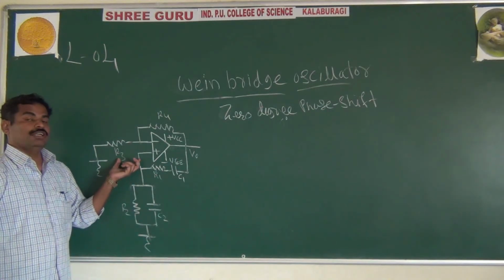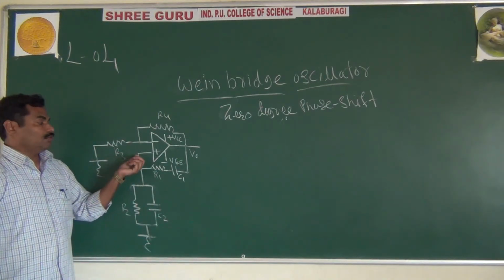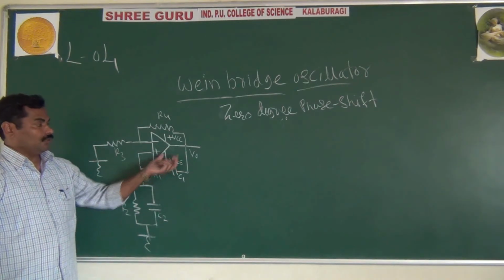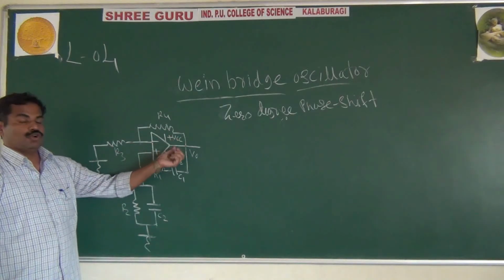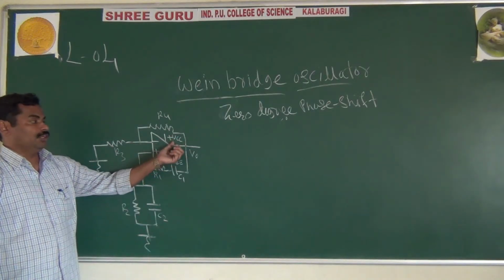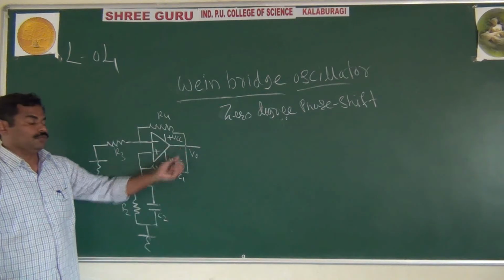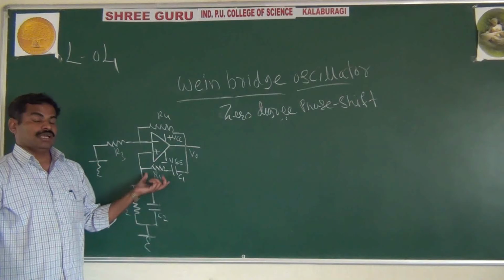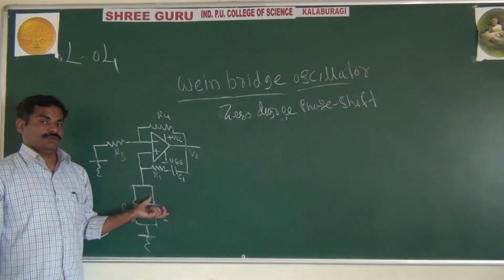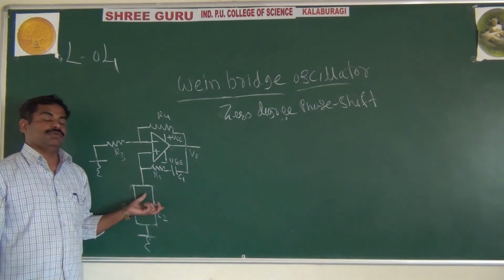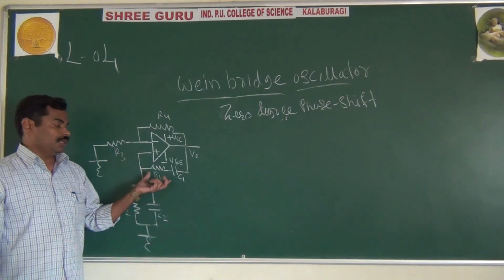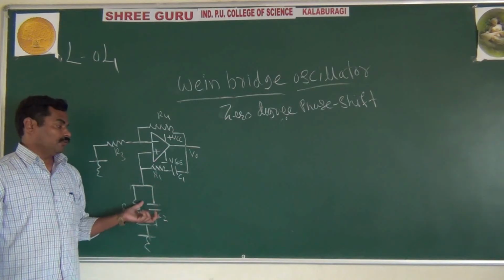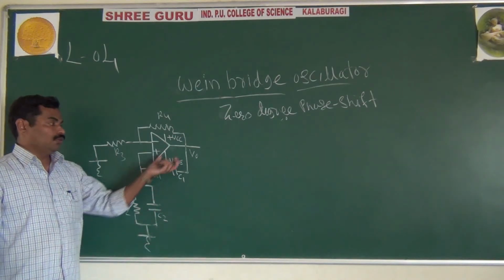The noise voltage having different frequencies will be amplified. You are having the amplified output across the op amp, but here you have different frequencies of noise voltage, and this bridge network acts as a frequency selective circuit. As I said, it acts as a band pass filter, a resonant circuit. It allows only one particular frequency.